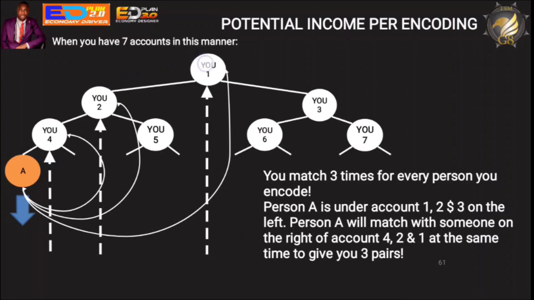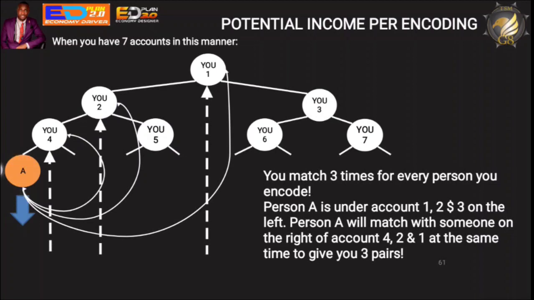Look at account number 1. On the left you have person A, on the right you have no one. We build a person on the right side of account 1. This person on the left side of account 1, that is person A, will match with someone else on the right side of account 1 to give you another pair. So one encoding gives you how many pairs? 3 matches, which means if you are the one who brought this person, you'll make 4,000. You'll make the direct referral bonus, or rather the connecting bonus, plus you'll make 4,800 4 times from this individual. So this gives you the power of 4 accounts.